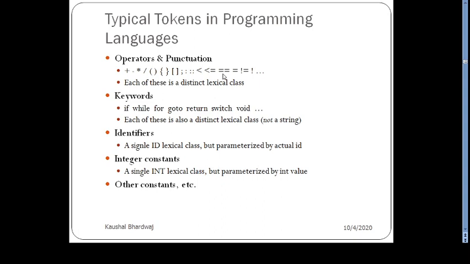Typically, the tokens: all the operators and punctuation symbols, plus, minus, star, multiplication, parenthesis, colon, less than, greater than, equal to, less than or equal to, not equal to, and whatever operators we have, each of these is a distinct lexical class, meaning each of these is a distinct token. All the keywords that we have, if, while, goto, for, all of them are tokens.